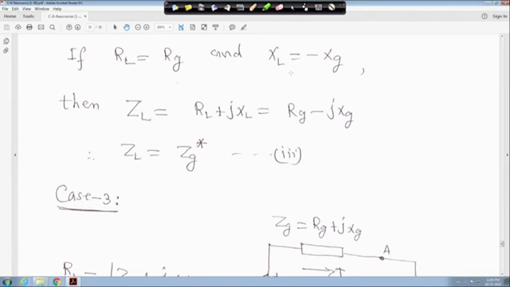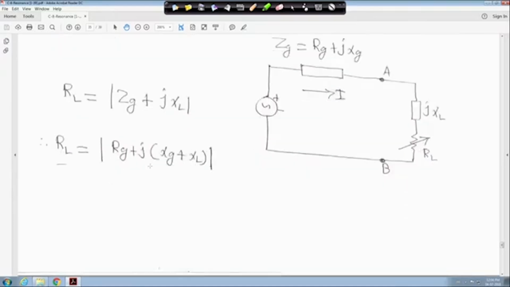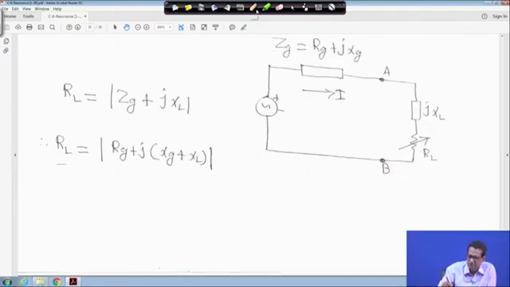Another one is case 3. In this case ZL is there, but XL is fixed and RL is variable. So in that case you please do it. You will directly add this, and you will get Rg plus jXg plus jXL. So in that case RL will become the absolute value of Zg plus jXL. So RL will be the magnitude of Rg plus jXg plus jXL. This you can do yourself.